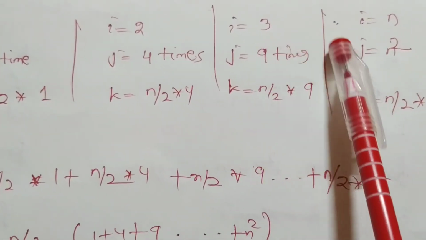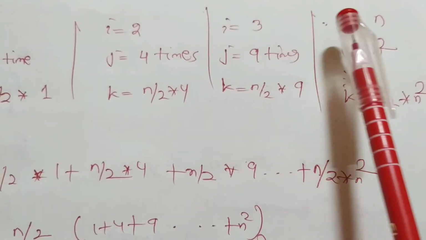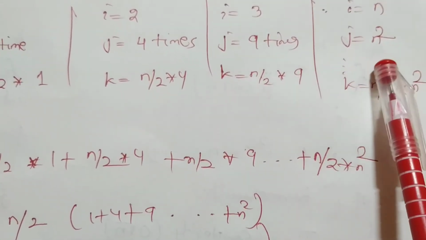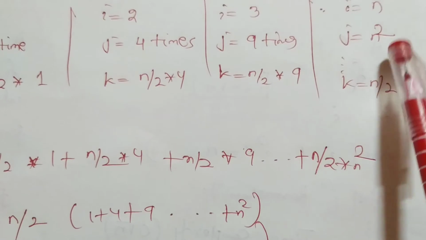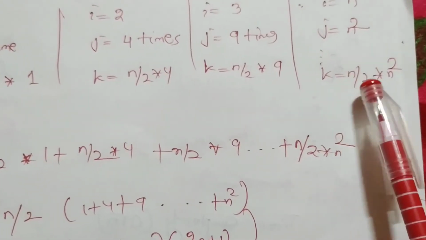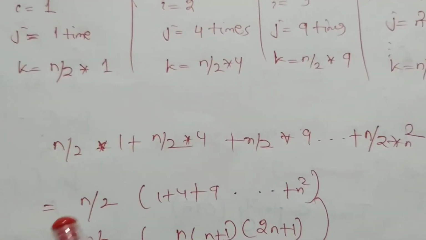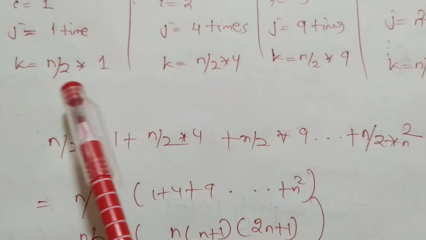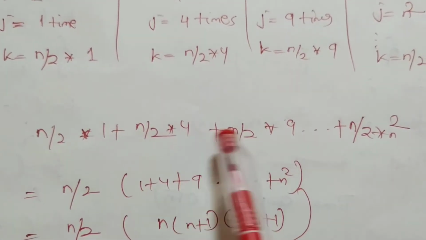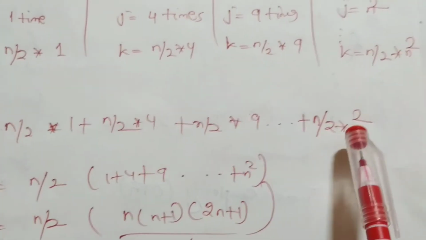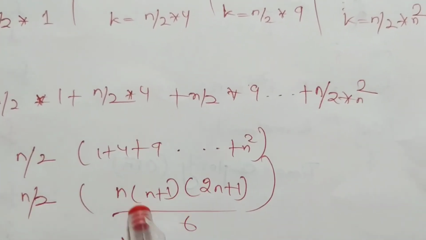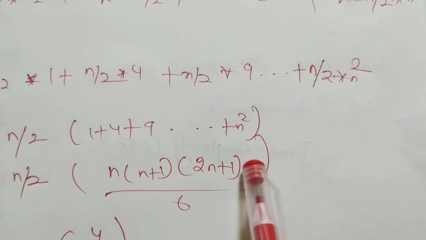If we take a common term, for i = n, j will execute n square times, since it is i square, and k will execute n by 2 into n square. So we can write it as n by 2 into 1 plus n by 2 into 4 plus n by 2 into 9 plus and so on up to n by 2 into n square. If you take n by 2 as common, then it is the formula of n into n plus 1 into 2n plus 1 by 6.